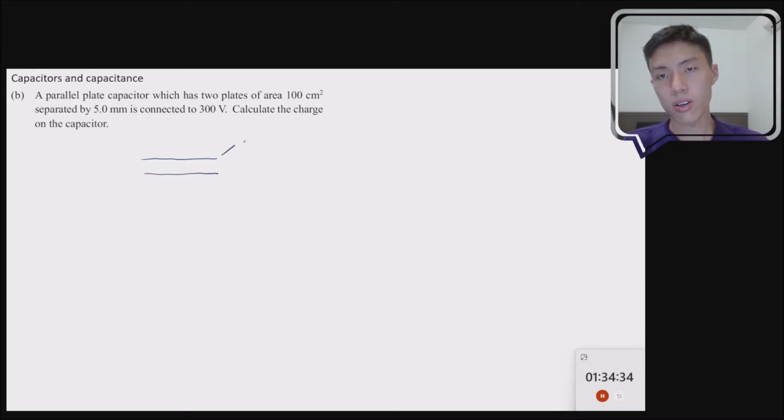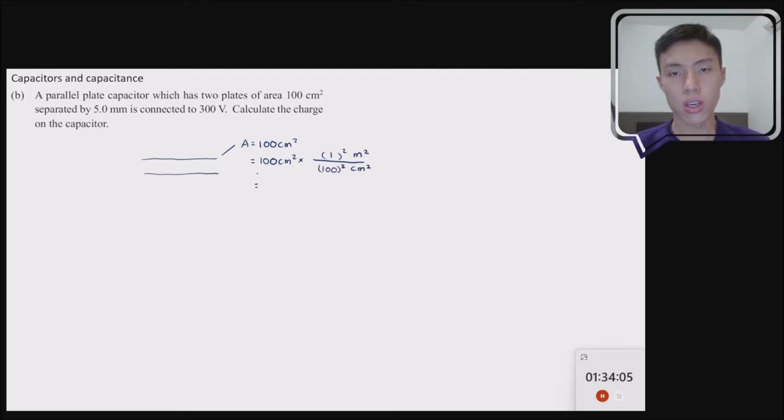Then they tell you that the area of this plate here is 100 cm square, which you can convert into meter square. How do you do your conversion? You eliminate cm, you introduce meter. But remember, there's a square, so you have to square both things as well. So you know that 1 meter is equivalent to 100 cm. That's true, but don't forget the square that you just add on at the back. You also square your conversion. So if you proceed to do this, you will see that it is equivalent to 0.01 meter square.